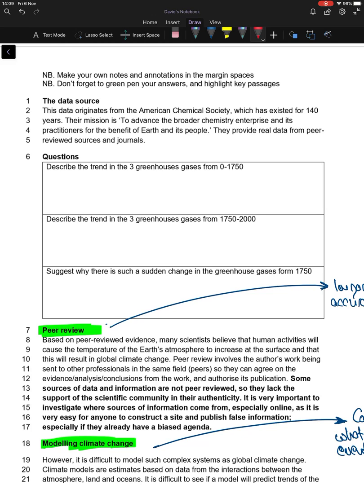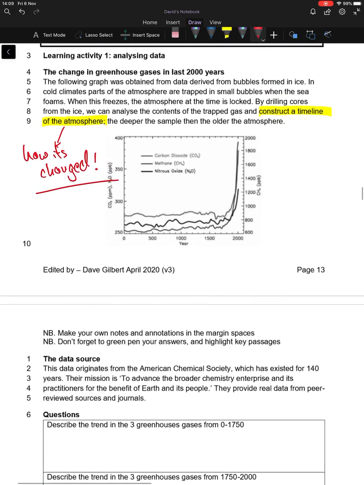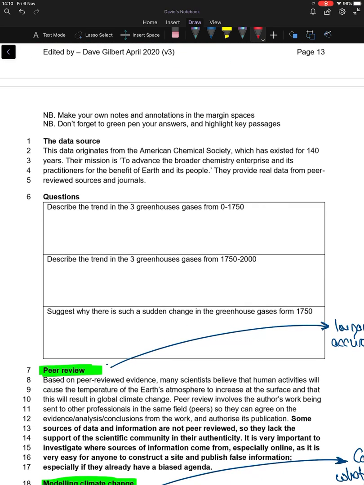So, questions. Describe the trend in 3 greenhouse gases from the year 0 to 1750. 1750 is about here. So what's the trend in the level of greenhouse gases here of carbon dioxide, methane and nitrous oxide? So the trend is the pattern. So the pattern is they remain at roughly constant levels.